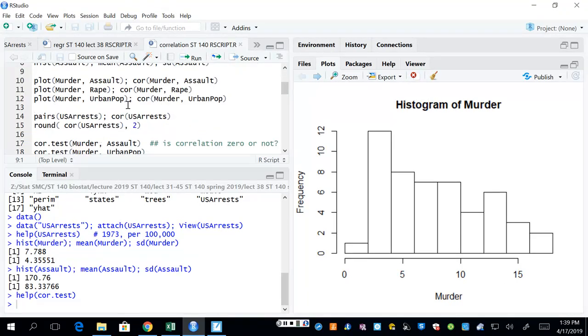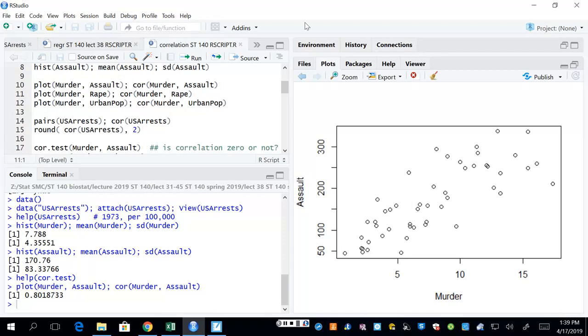Some examples: murder and assault. So these are two different variables. If you plot them, they look like this. There's one point for every state, so murder rates and assault rates. How would you describe this relationship? Strong, positive. Fairly pretty strong positive. The correlation, if you compute it, this command here computes that correlation, that R value is 0.8. That's an example with 0.8.